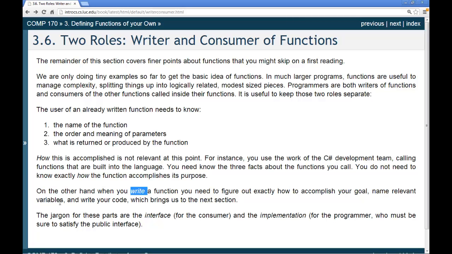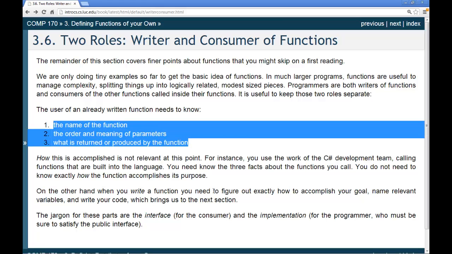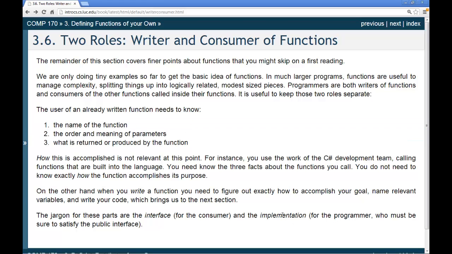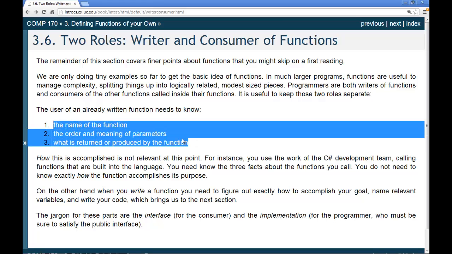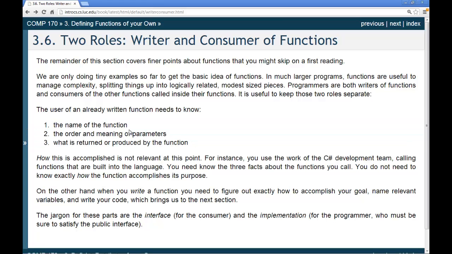By the way, the jargon for these two parts are that the interface, or public interface, to a function for the consumer is the information up here. And then, of course, for the programmer, the implementation is the whole code development, which, of course, must then satisfy the documentation that's given here.